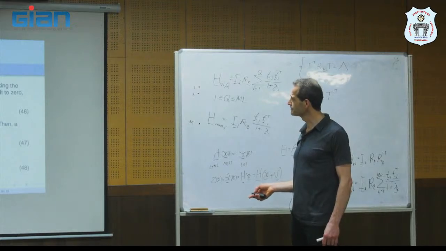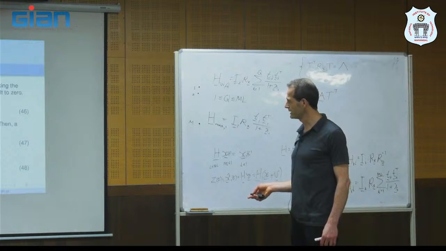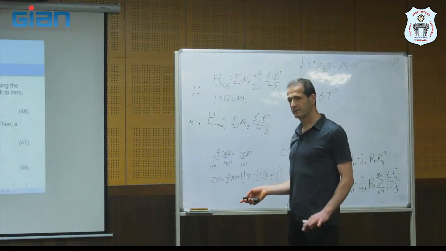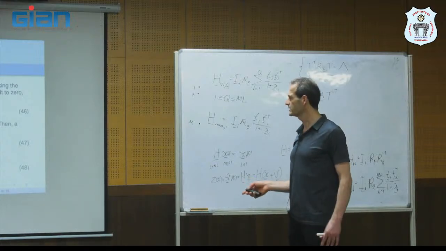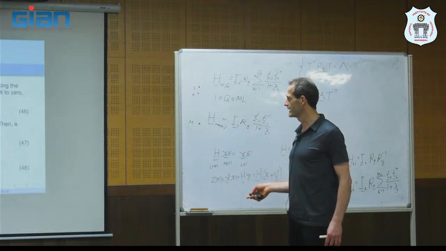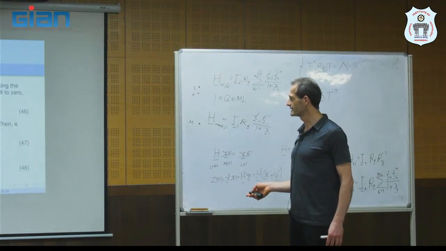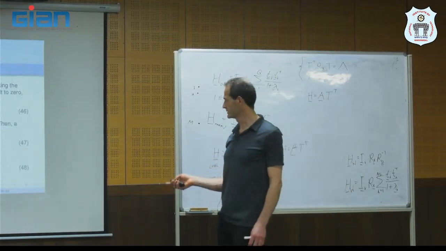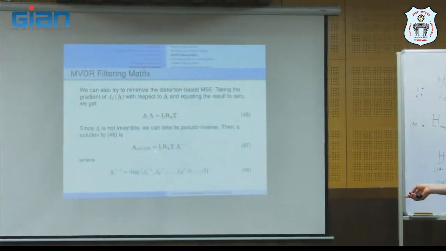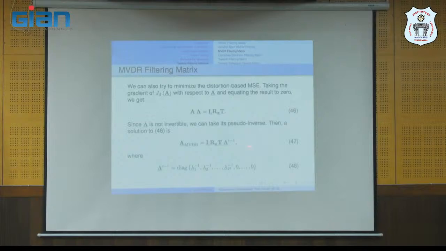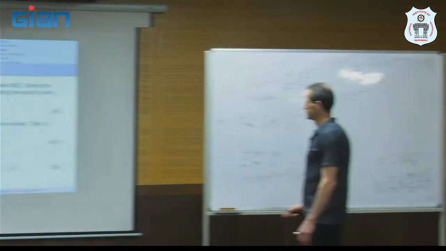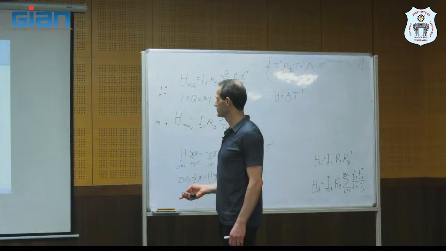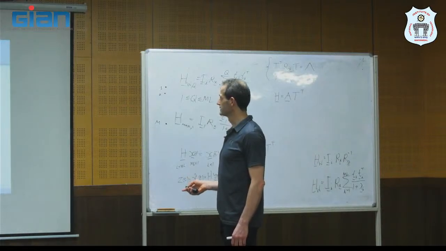Sometimes, even the small eigenvalues, sometimes we put them to 0 because this becomes a large value, but this will create some distortion. So here we take all the non-zero eigenvalues, we invert them, and this is a pseudo-inverse of a diagonal matrix, which is very easy to do. See? So this is the matrix of the MVDR. If we multiply with the T transform, we get the MVDR filtering matrix, which looks like that.